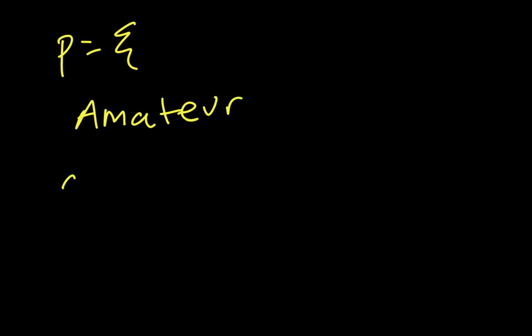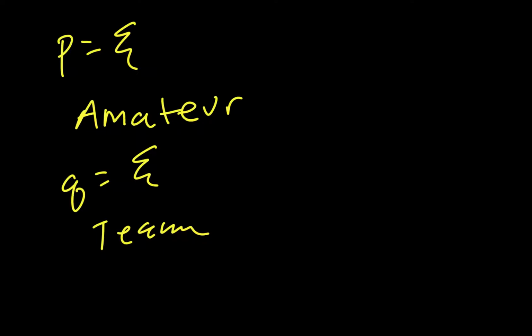So we're given two sets. P is all the letters in the word amateur, spelled A-M-A-T-E-U-R, and then Q is the set of all letters in the word team.